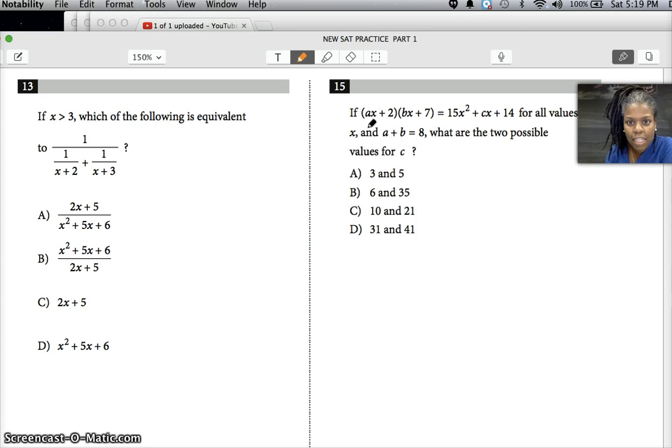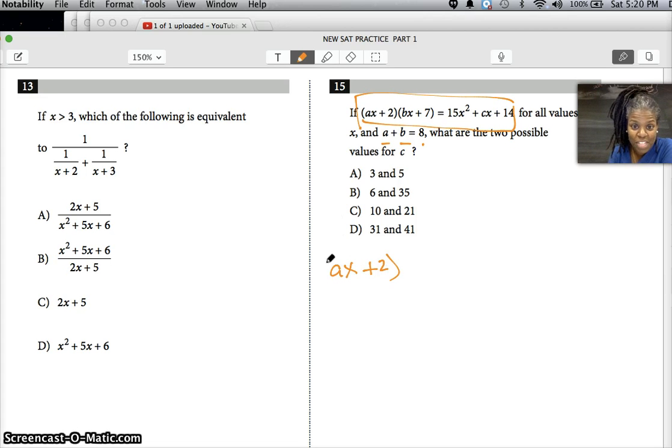So this looks ugly, but this is again the distributive property or FOIL method that we're going to use to do this problem. They told us that a plus b is 8, and we're looking for all the values of x. When they say all the values of x, they're just saying these two are equal all the time. So I'm going to rock the distributive property.